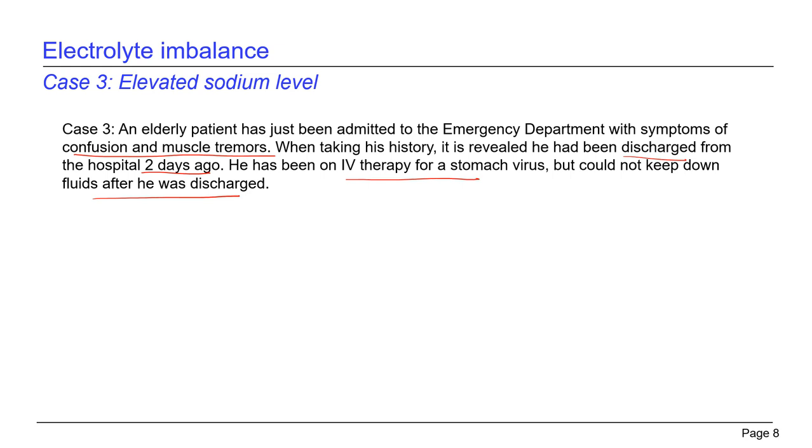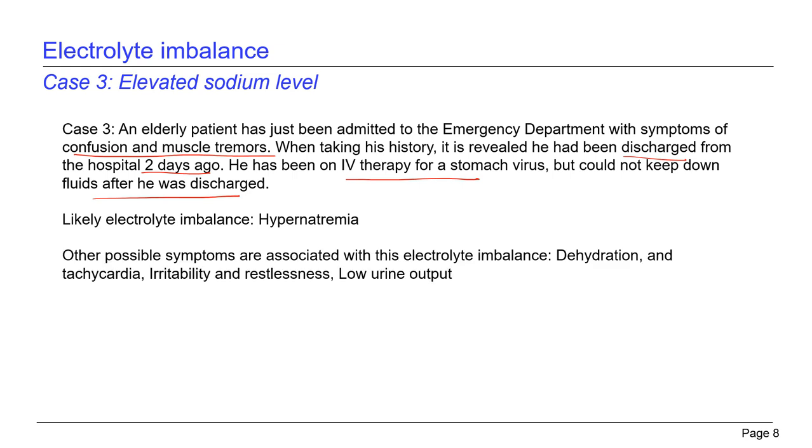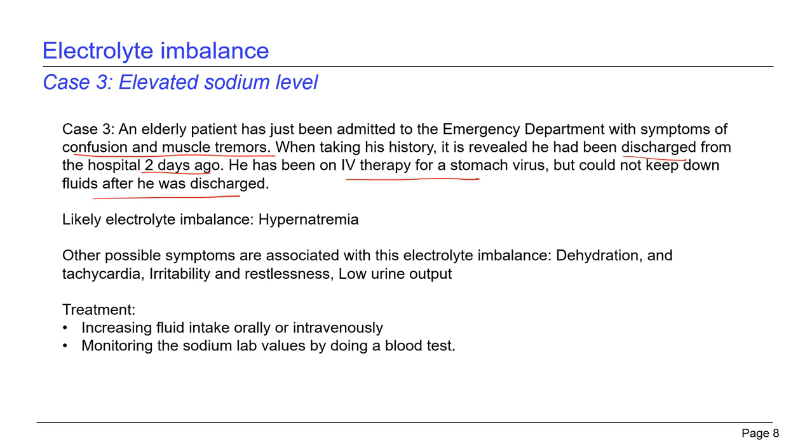There are some patterns here, of course, and as you might expect, there's an electrolyte imbalance, and this is hypernatremia. Low and high can have significant effects on patient care. Other possible symptoms associated with this electrolyte imbalance are dehydration, tachycardia, irritability, restlessness, and of course, low urine output. So what would be the treatment? Obviously, increasing fluid intake orally or intravenously, and then monitoring the sodium lab values by doing a blood test.